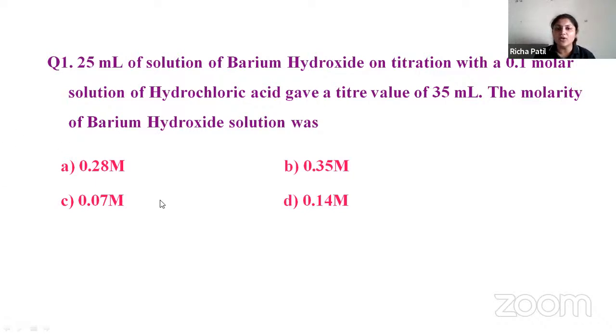So 25 ml of solution of barium hydroxide on titration. So this is molarity. This is a problem on molarity. So what is the reaction?